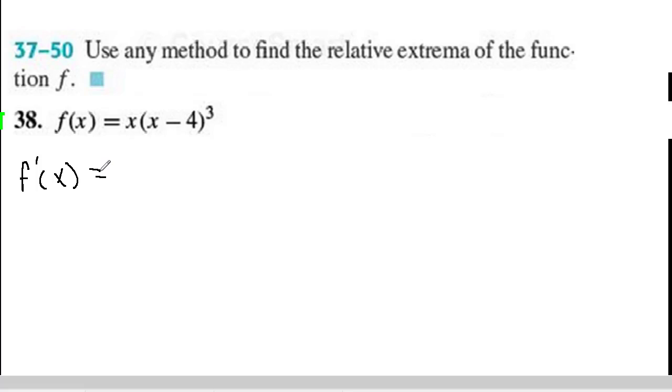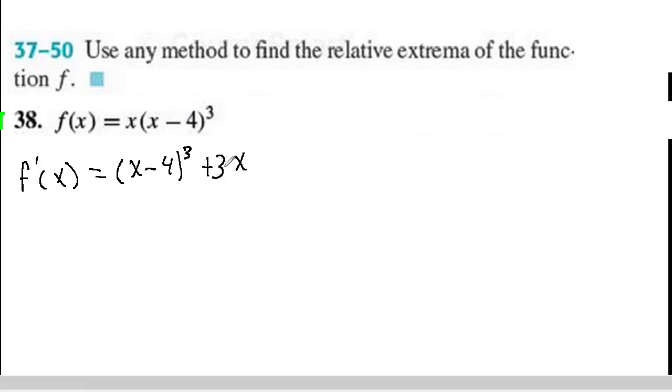Again, you need to look and see how your function is made. Your function is a product. It's x times this. We could expand this, but that would take too much time. So instead, we'll just use the product rule. The derivative of the first one is 1. Second one left alone: x minus 4 to the 3rd power. And then plus, we leave the first one alone, x, and take the derivative of the second one. But the second one is a composition, so we need the chain rule.